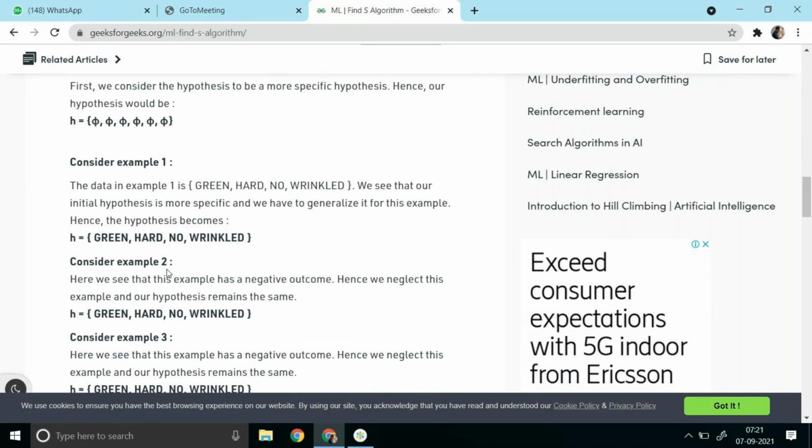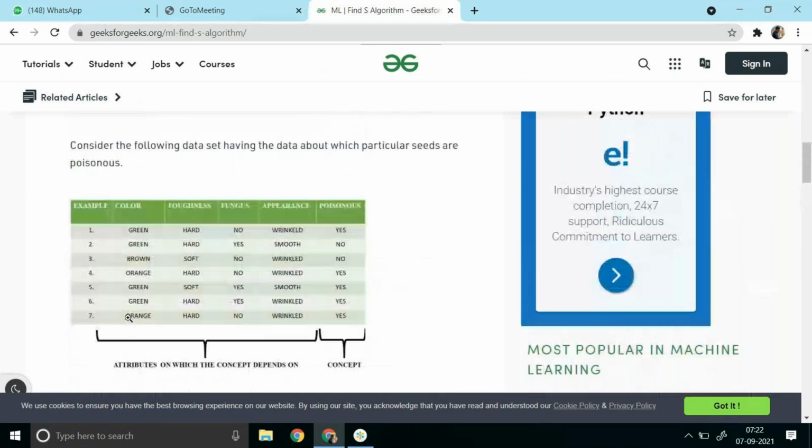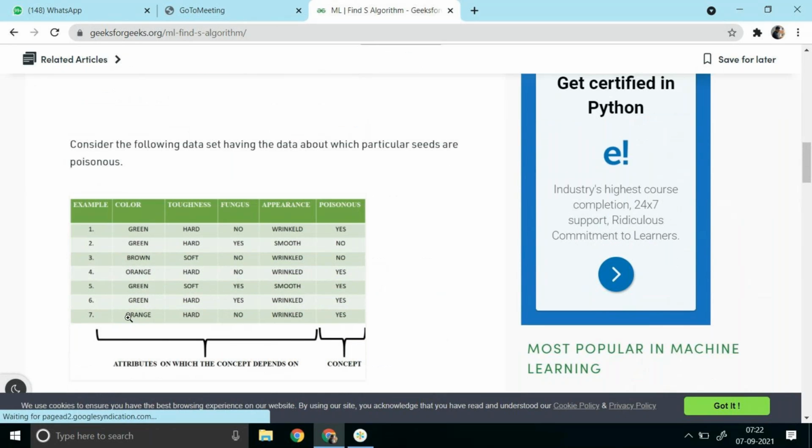Now consider the second example. The second one we cannot consider because this is no. And this also I cannot consider because that is also no. The third one is also non-poisonous. Now I need to compare the first and the fourth.